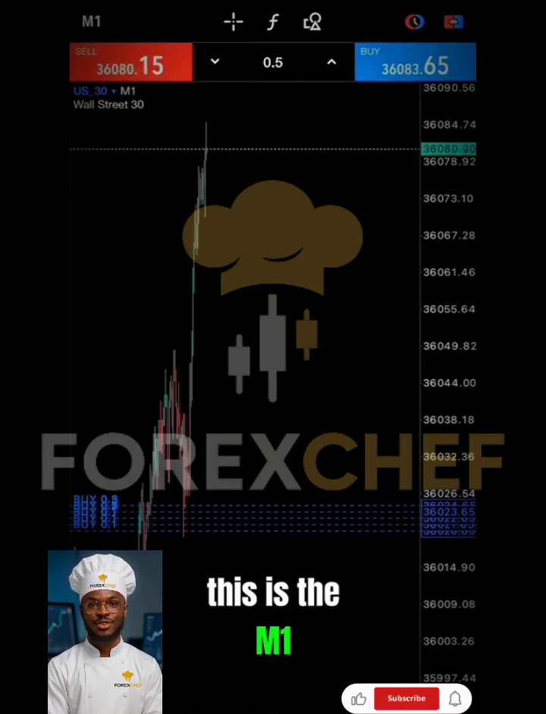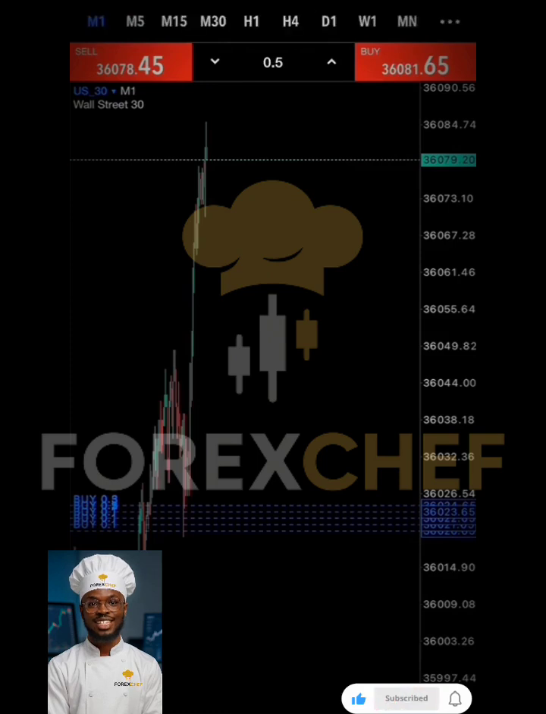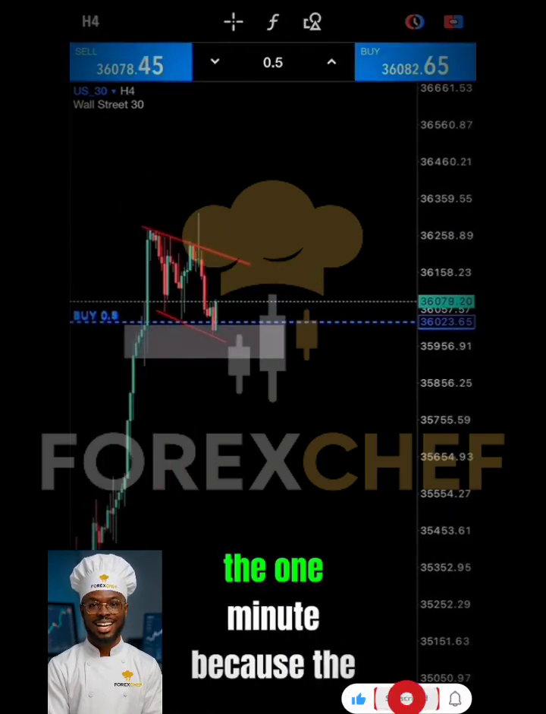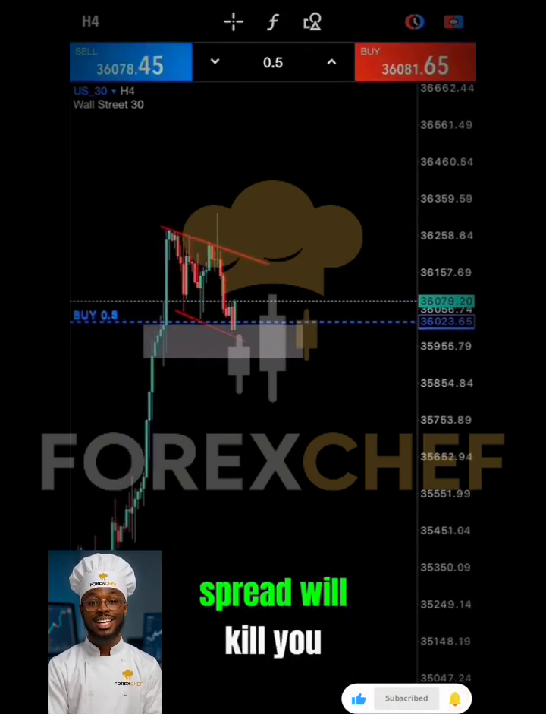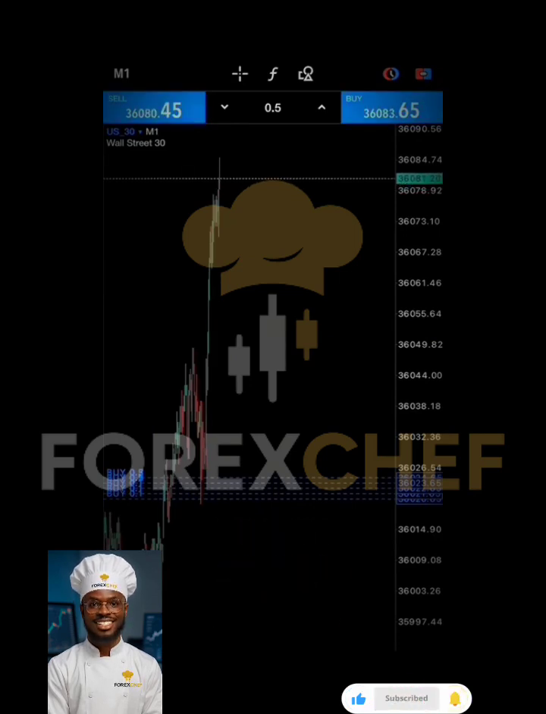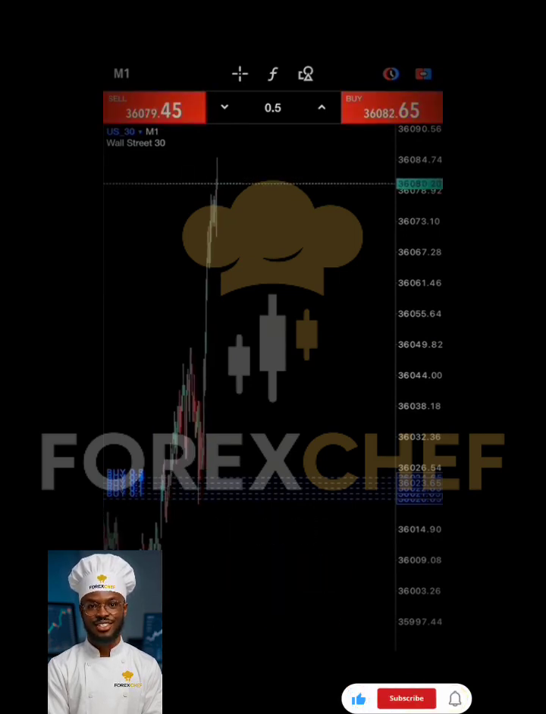This is the M1. In the currencies, you don't trade this 1 minute because the spread will kill you. So the price is just going to go up. This is the M1.